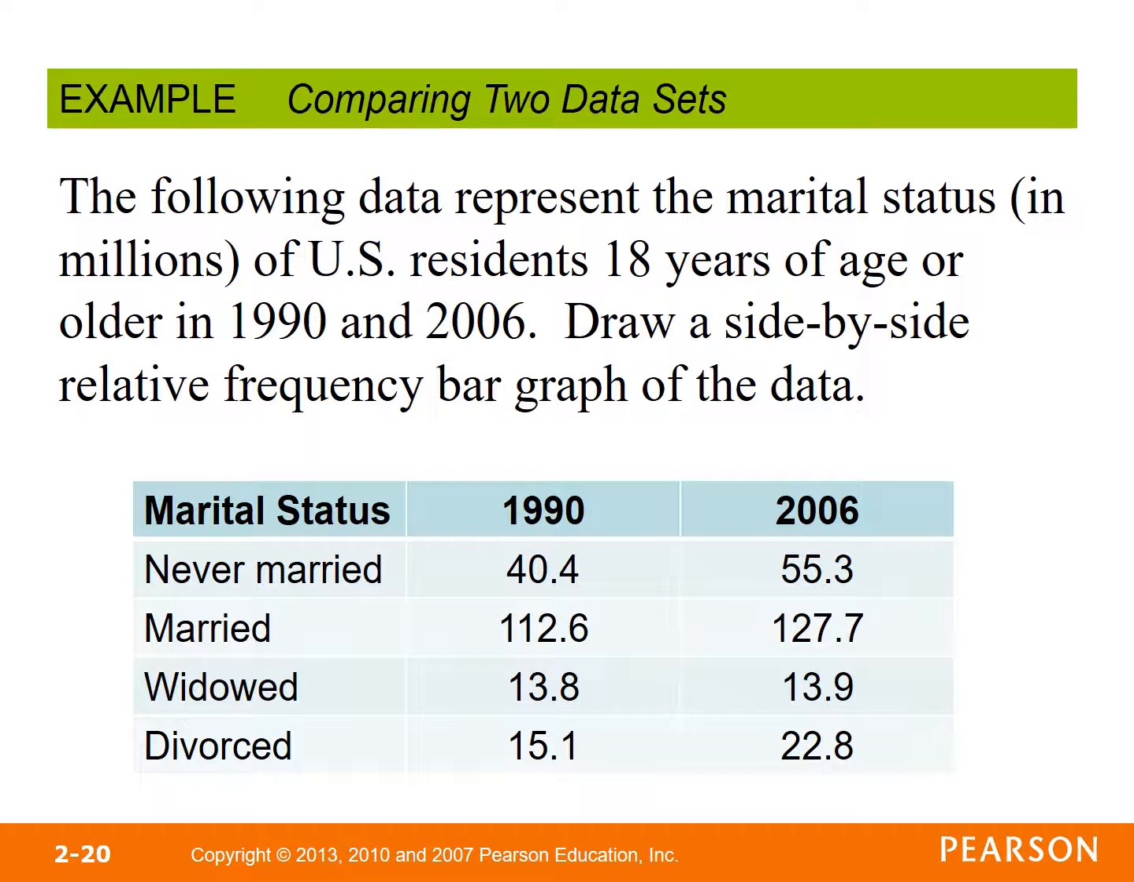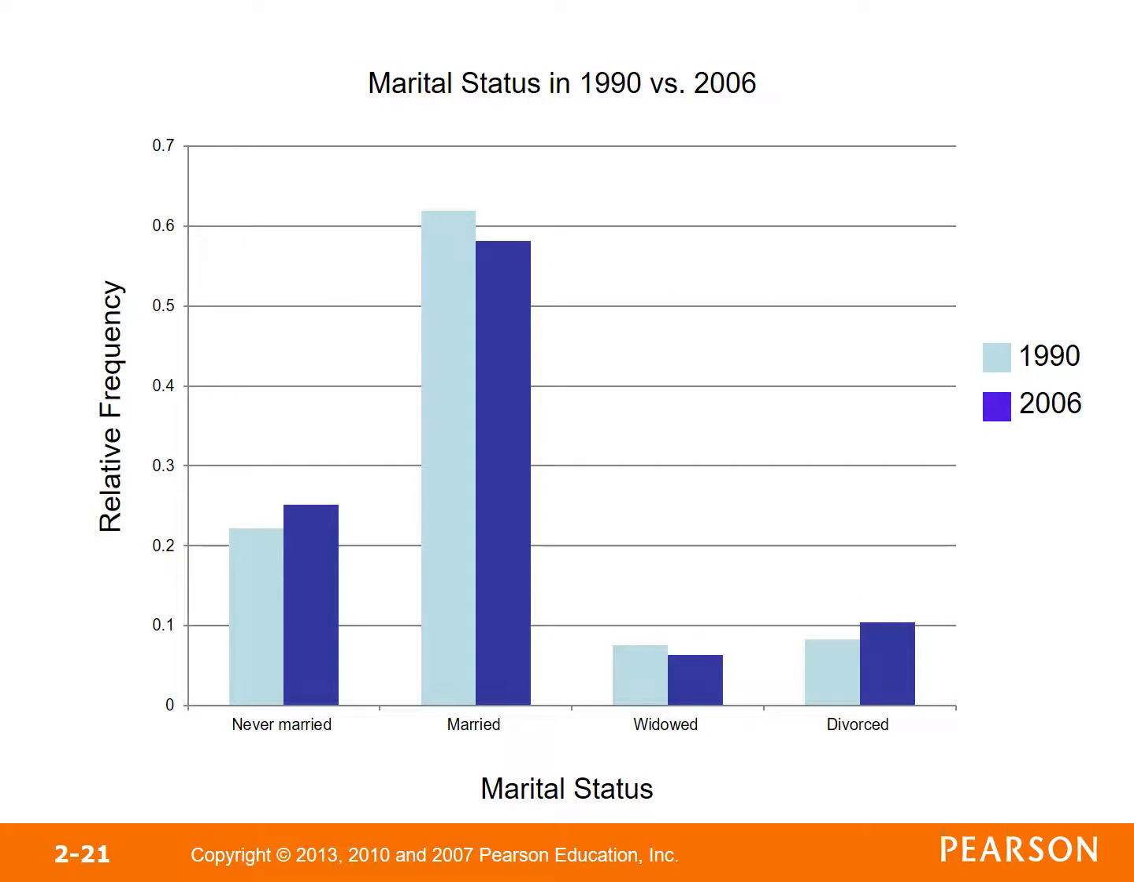We could also use a bar graph to compare 2 different sets of data. Here we're going to look at 2 different years of marital status, 1990 and 2006. And we'll draw side-by-side bar graphs. And you can easily compare the 2 different years by side-by-side bar graphs. Notice we still have spaces between each of the categories.